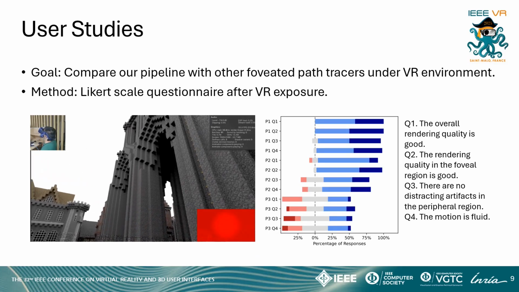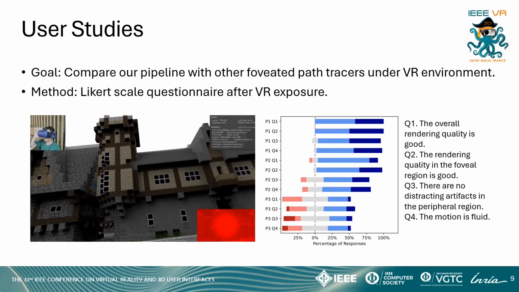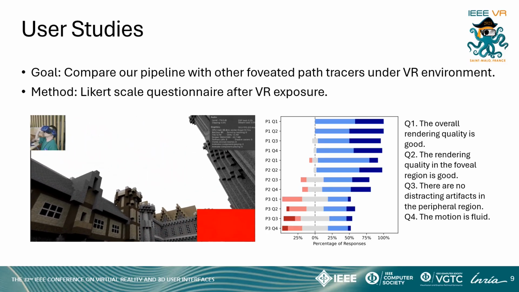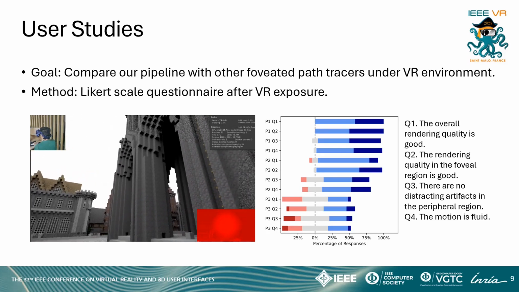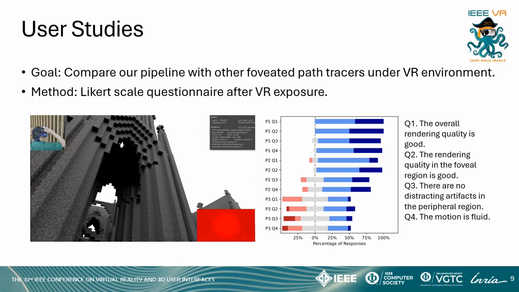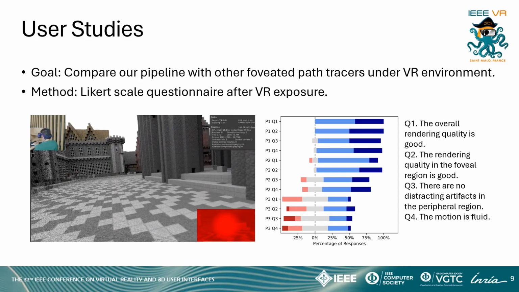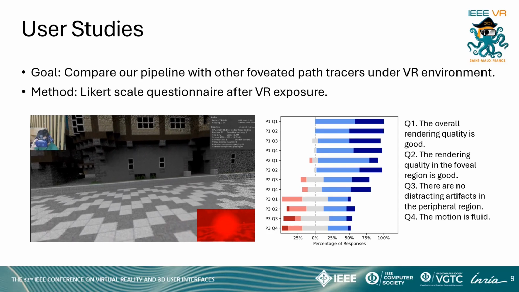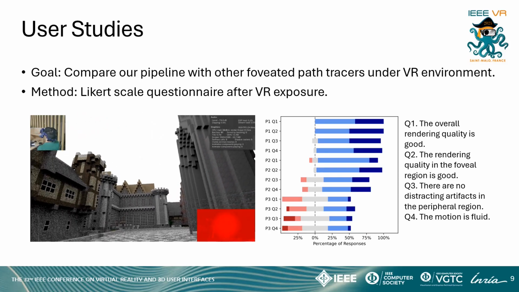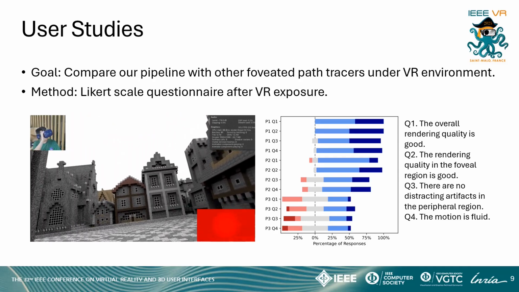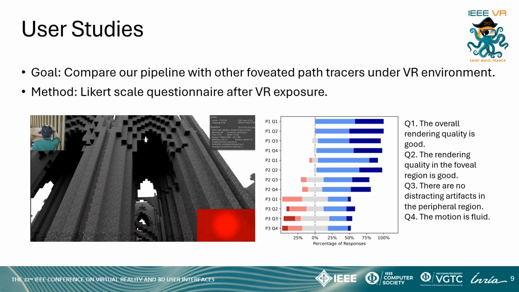While our initial user study with static images validated our method's effectiveness, it didn't capture the full complexity of a VR experience. In VR, factors like camera motion significantly influence temporal filtering, impacting image stability and perceived quality. To address this, we conducted a supplementary user study in a VR environment to evaluate our pipeline's dynamic performance under real-world conditions. Participants then experienced the same VR environment rendered by 3 different pipelines. Afterward, they compared the experiences and rated their agreement with 4 propositions on a 5-point Likert scale, assessing overall rendering quality, foveal and peripheral region quality, and motion fluidity.